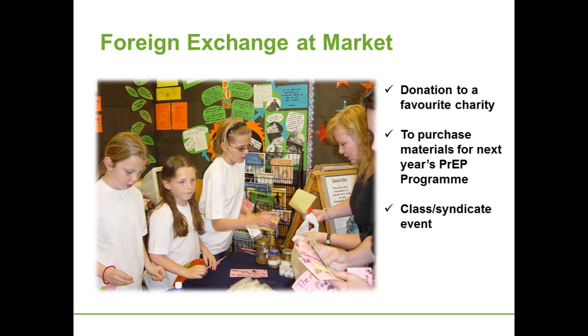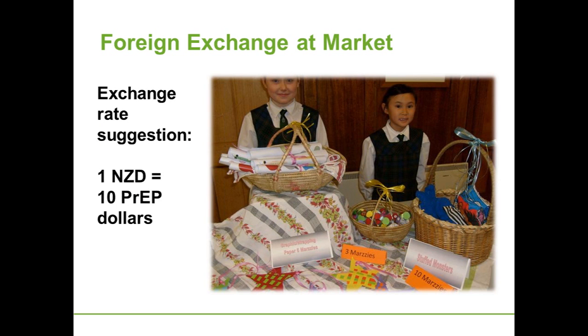So looking at our next slide, you'll notice that we've got some suggestions for exchange rates when you have a foreign exchange at your market. Your bank would set that up, and a great exchange rate can be 1 New Zealand dollar to 10 PrEP dollars. That enables your visitors to enjoy the market and to buy products, but not to be actually paying out an awfully large amount of money, but enough to get some money coming in that you can then use.